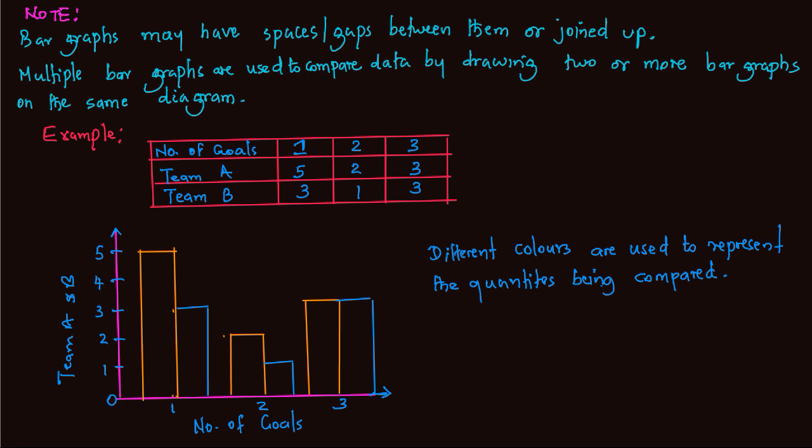It's important to note that bar graphs may have spaces or gaps between them, or they may be joined up. Either way, one bar does not depend on the other bar, and that is why they are used to represent discrete data.